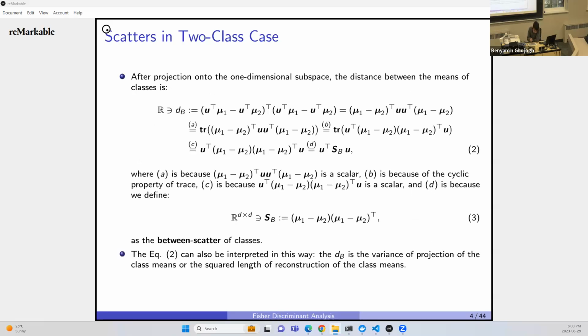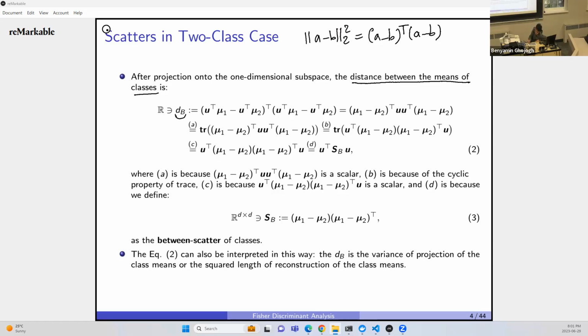Now I define something like this, d_B. What is this? The distance between the means of the classes. What was the distance between, for example, A and B? Can you tell me? The squared L2 norm of A minus B. This is (A minus B) transpose (A minus B), right? So this is the squared L2 norm, or squared Euclidean distance, between A and B.